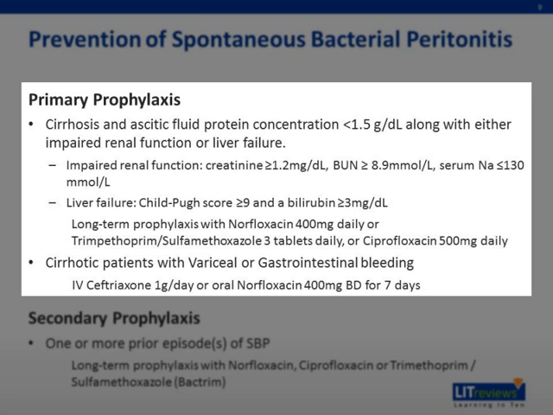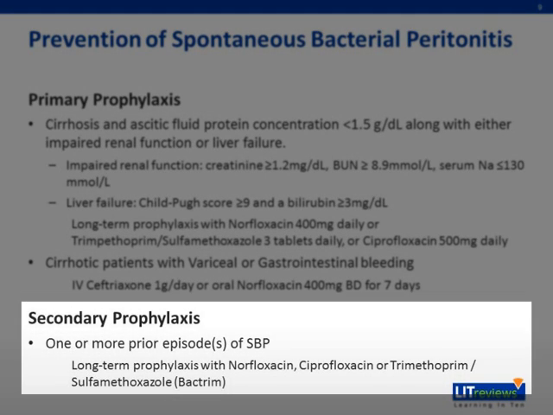Cirrhotic patients with variceal or gastrointestinal bleeding should be treated with IV ceftriaxone 1 gram every day or oral norfloxacin 400 mg twice daily for 7 days to prevent development of SBP. For secondary prophylaxis, whereby one or more prior episodes of SBP has occurred, patients should be maintained on long-term prophylaxis with norfloxacin, ciprofloxacin, or Bactrim.